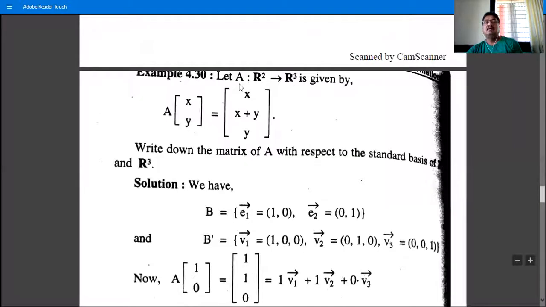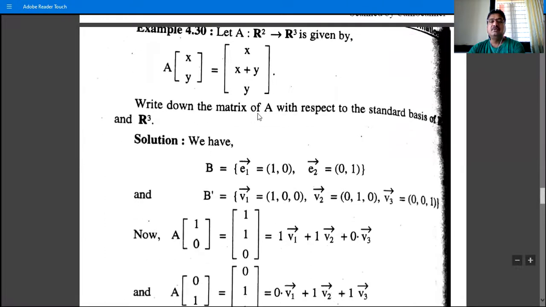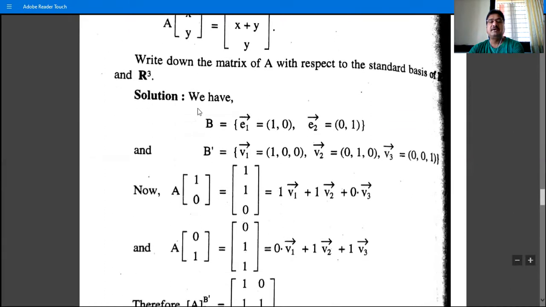Let T, or A, from R square to R cube be given by A(x, y) = (x + y, ...). That is the notation for the linear transformation, capital A, and the definition is given in matrix form. Then we have to write down the matrix A which represents it with respect to the standard bases of R square and R cube. That is, we find the standard matrix for this linear transformation. The notation, instead of T, is capital A.